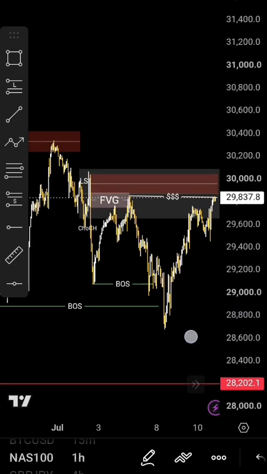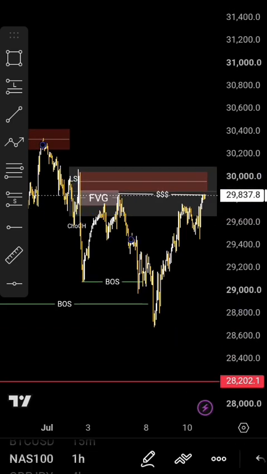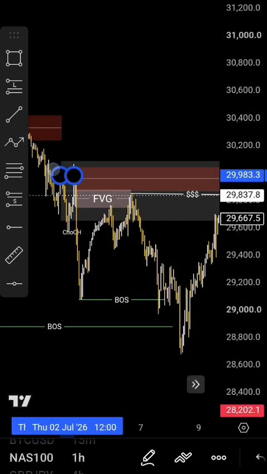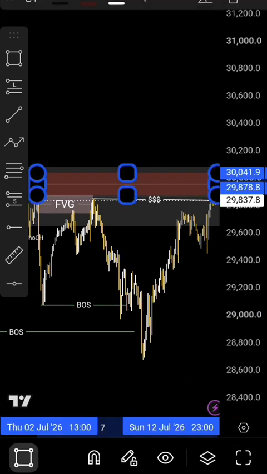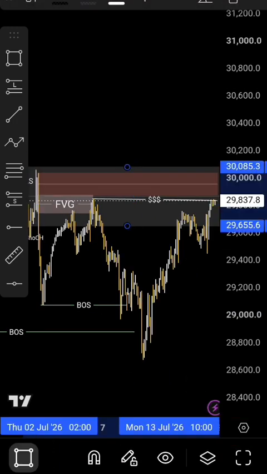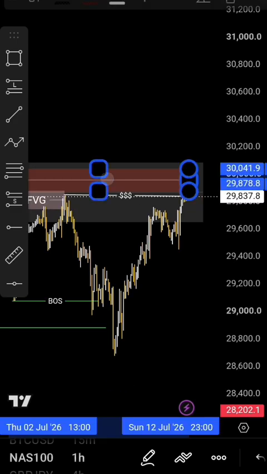So now this is it. We had a liquidity sweep. You have a liquidity sweep here at the top side. You have the change of character, break of structure, liquidity that price will have to clear, which is in here, fair value gap is here, and now we have a supply area.